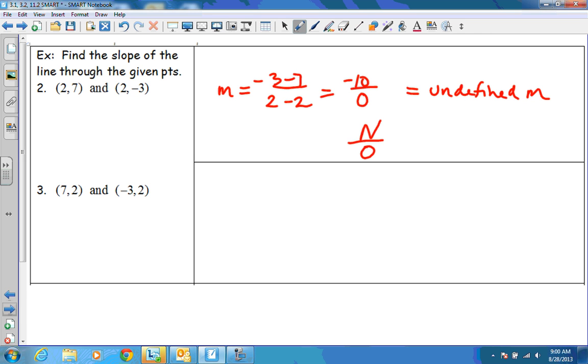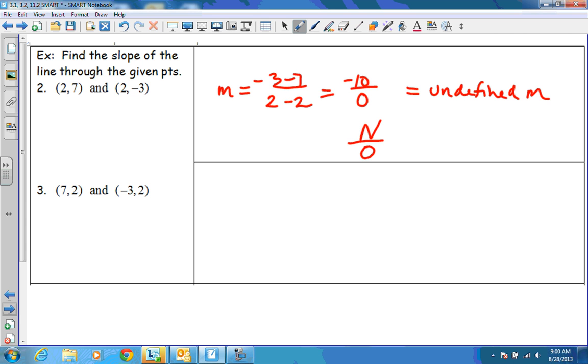So what kind of line is it? Vertical line. What kind of equation is it? x equals or y equals? x equals. Vertical, undefined, x equals. Okay, do the next one.